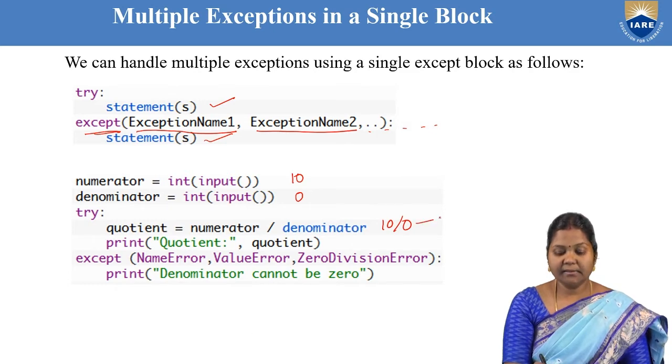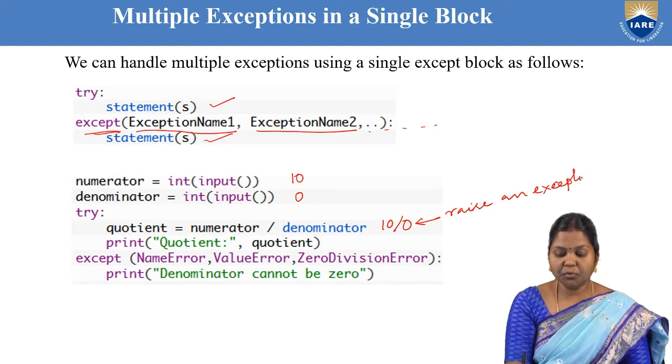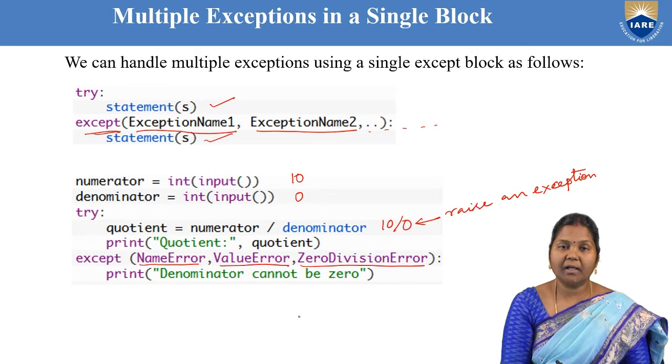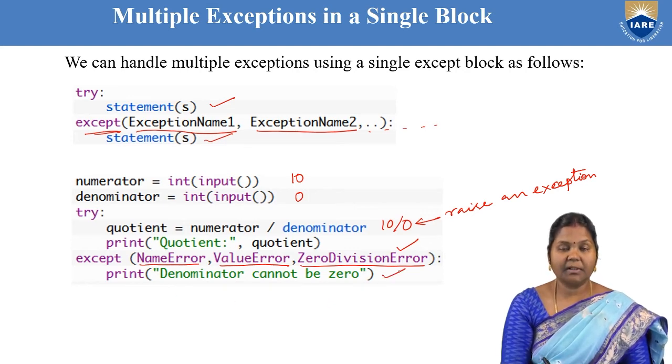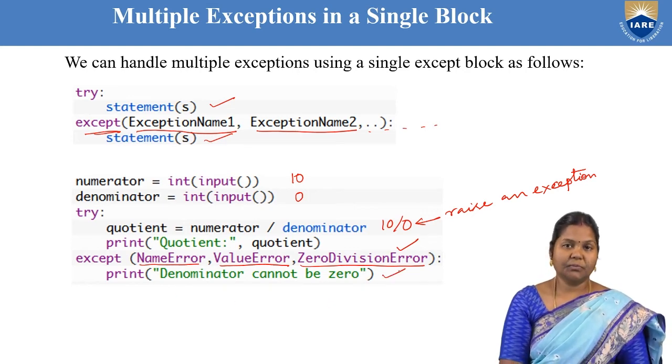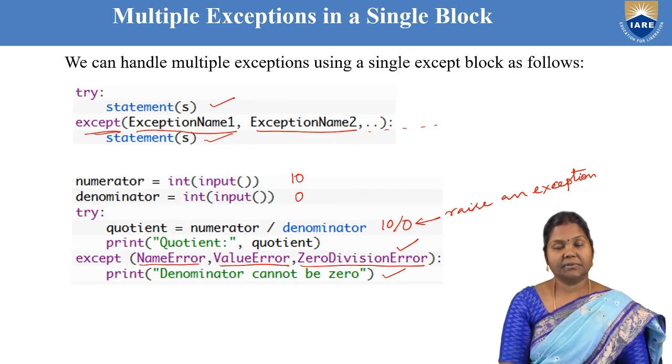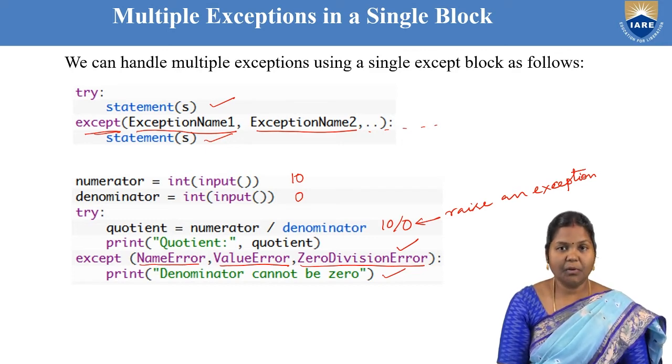Okay. So, as this raises an exception, then what will happen? So it goes to the except block. So in the except block, what is there? There are different types of exceptions written over here. Name error, value error and zero division error. Out of this, the last one is the correct exception. So it will print that statement that denominator cannot be 0. So this way, multiple exceptions can be written in a single block also.